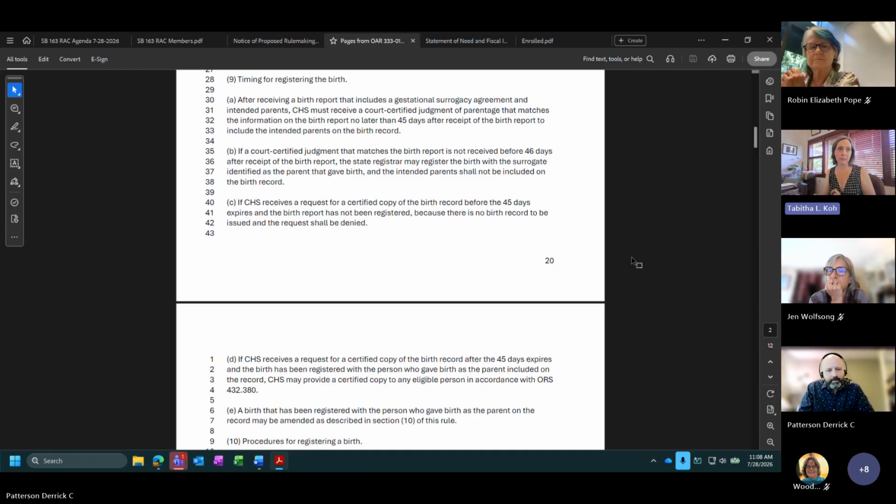And of course, we want people to have judgments of parentage. We want to be able to require that. But what do you do if no one got the judgment of parentage? You still can't make the surrogate the parent. Thank you.